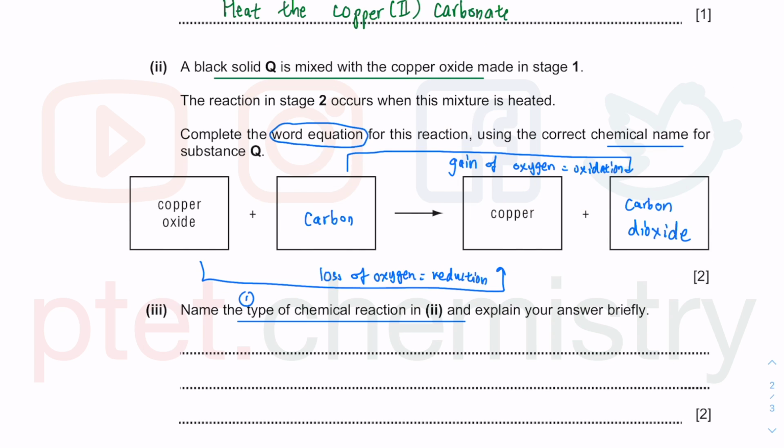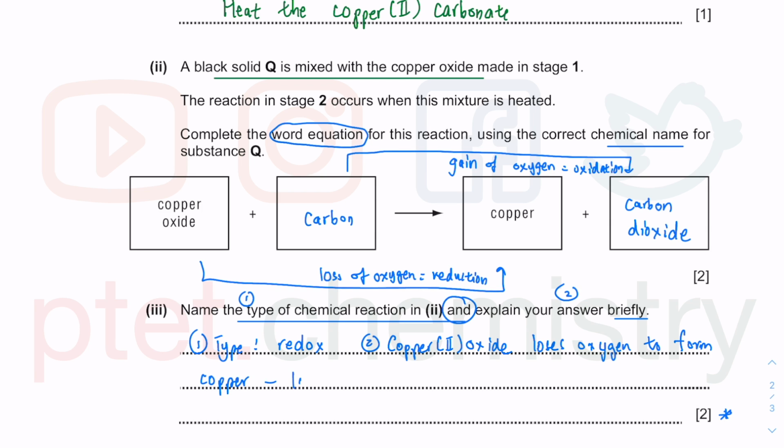So name the type of chemical reaction. Well, there's the first bit, and explain your answer briefly for 2 marks. Well, the type of reaction is going to be what you call redox. Redox has 2 bits: reduction and oxidation. So the explanation has to involve both of these. So the copper 2 oxide, as you could see, it has got oxygen. Now it hasn't got oxygen, so it loses oxygen to form copper. So loss of oxygen is reduction.